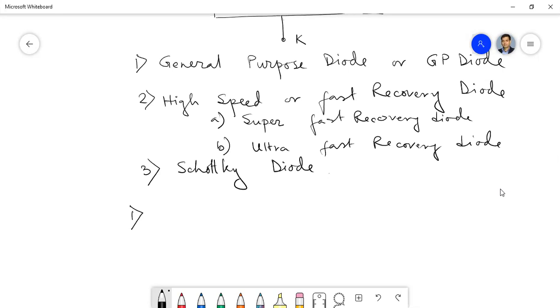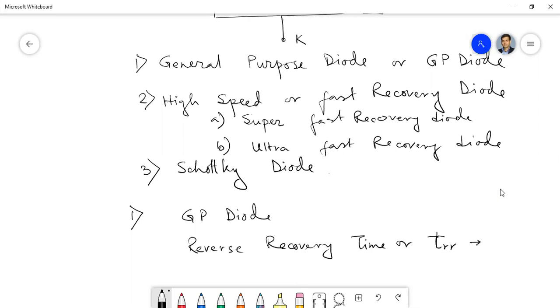So the general purpose diode or GP diode, where the recovery time, or it is called the reverse recovery time, or TRR, varies between 0.1 to 5 microsecond.